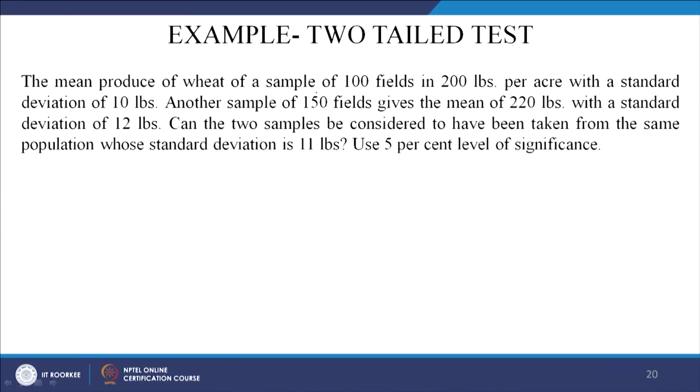Third, and I think this is the last, the mean produce of wheat of a sample of 100 fields is 200 pounds per acre with a standard deviation of 10, right. So, what is it saying? N is equal to 100, mu 1 is equal to 200, right, standard deviation is equal to 10, right, standard deviation of the first one.